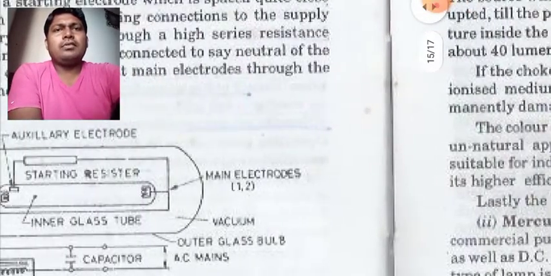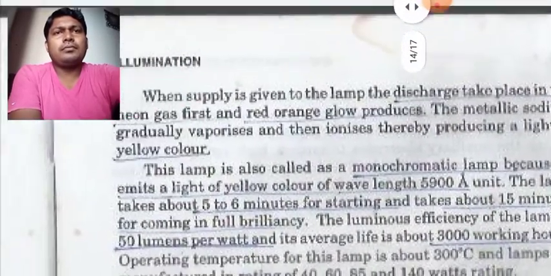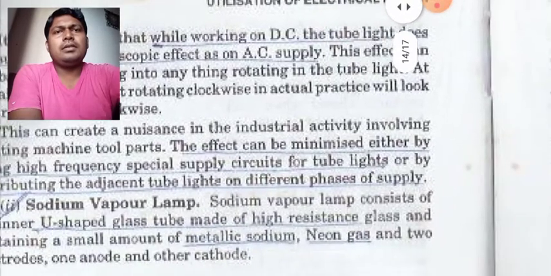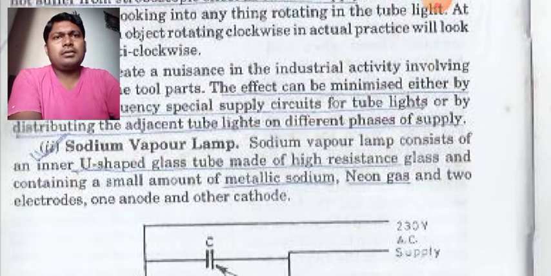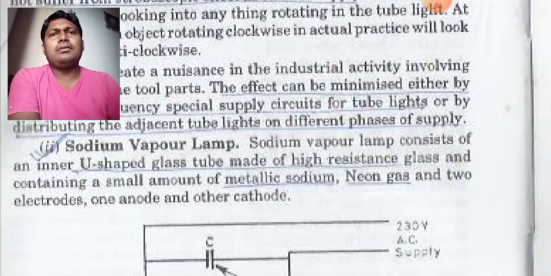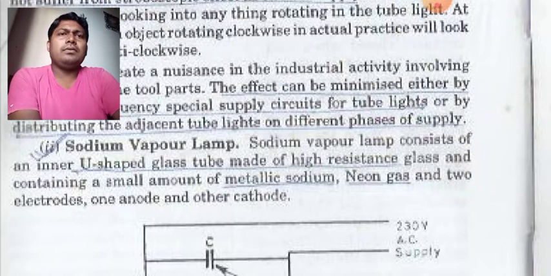Now the sodium vapor lamp we will discuss and compare with the mercury arc lamp. So we will discuss now the sodium vapor lamp. As already discussed, we will just go over the highlighting points of this lamp, and the circuit diagram, so that we can compare this sodium vapor lamp with the mercury vapor lamp. The sodium vapor lamp consists of an inner U-shaped glass tube made of high resistance glass and containing a small amount of metallic sodium.